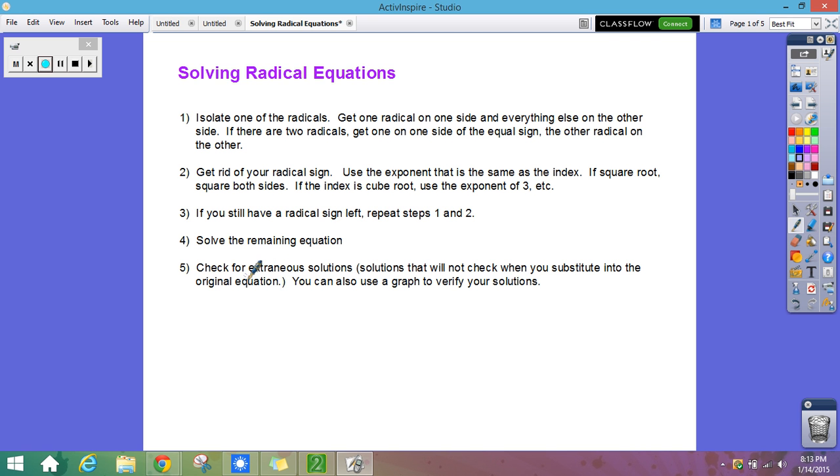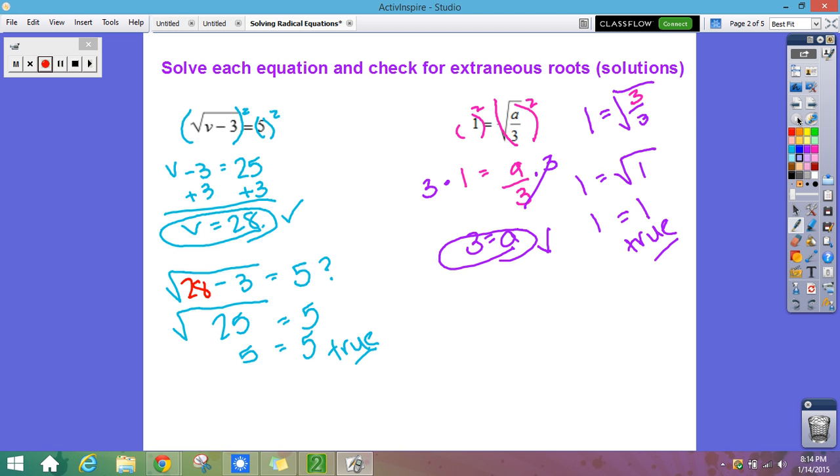Check for extraneous solutions. Extraneous solutions are solutions that we get where our algebra is perfectly fine. However, when we substitute the value into the original equation in place of the variable, they're not going to produce a true statement. We can also do this by graphing our solution, and I'm going to do a separate video on graphing radical equations. So let's begin with our first problem.